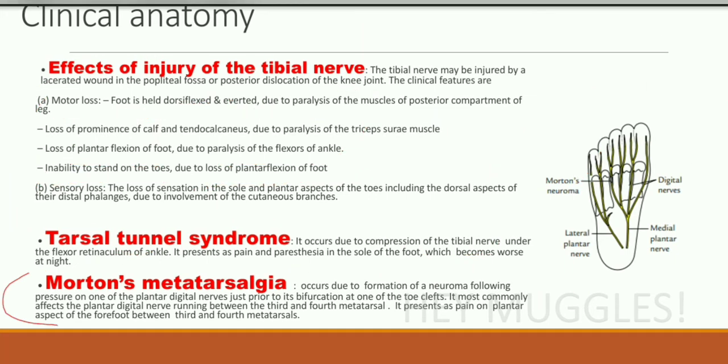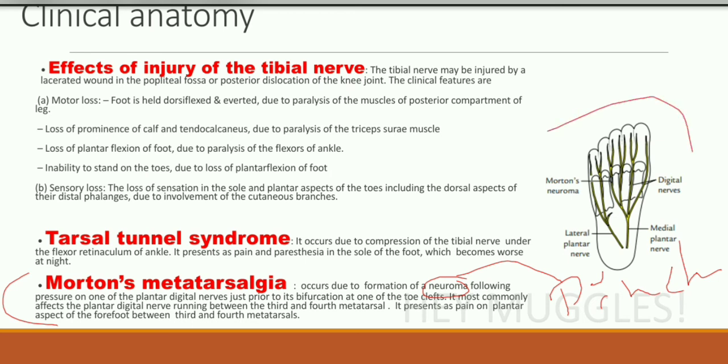Lastly, we have Morton's metatarsalgia. It is also known as plantar digital neuroma. What is a neuroma? A neuroma is pinching of the nerve. It is also referred to as a nerve tumor, right? So here you can remember it as pinching of the nerve, right? So what happens in Morton's metatarsalgia?